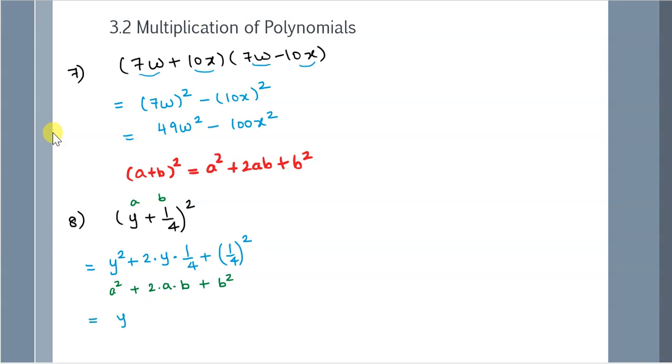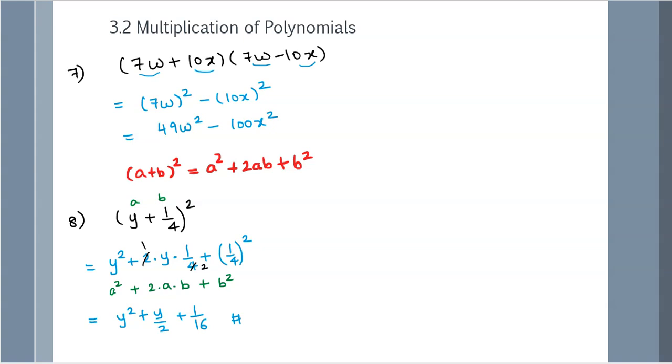Let's see, we can simplify y square plus 2 and 4. You can cancel. You can write it as y over 2 and 1 over 16. Okay, I hope you know this. Like this is 2 times 1 and here 2. Y multiplied by 1 is y and in the denominator you have 2. Okay.